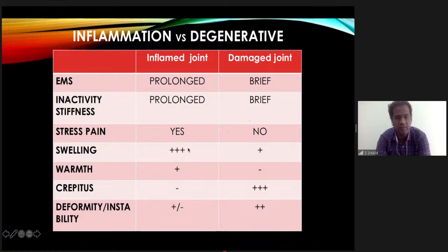Next, initially there will be stiffness, then there will be frank synovitis, that is joint swelling. If it is a larger joint, you will be able to appreciate warmth. If the patient does well with rest and only on exertion has pain, then we call it more of a mechanical pain. Once they exert, they have pain; once they take rest, they do well. In a progressed stage of osteoarthritis, like stage 3 or stage 4, we can find crepitus, or it can go into deformities.